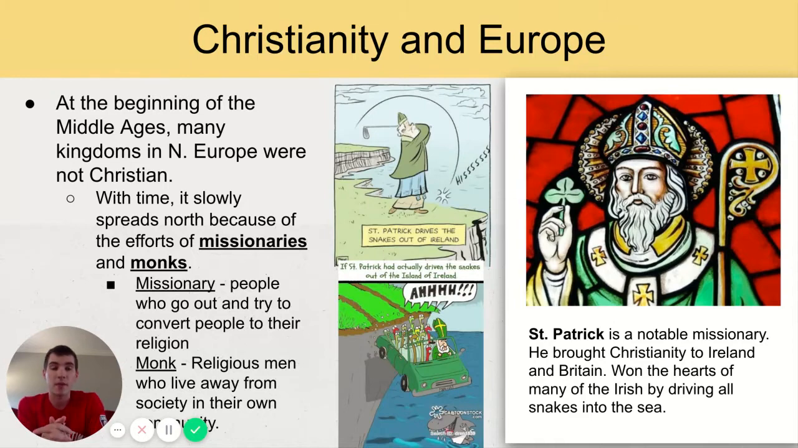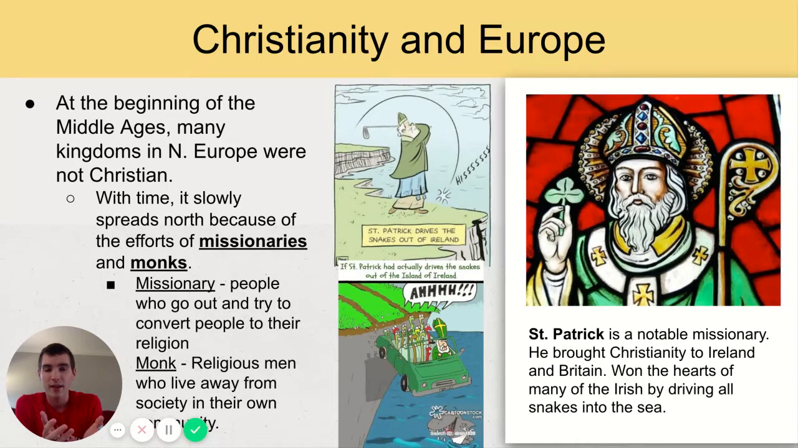One of the most famous is St. Patrick, which we actually get the term St. Patrick's Day from. And he was a notable missionary, having a lot to do with the island of Ireland. But anyways, he brought Christianity to Ireland and Britain. And you think about American heritage, we start thinking about Britain. And that's why we celebrate things like St. Patrick's Day, because he was the person who brought Christianity to that region. And one thing that made him popular, as lore goes, is that he won the hearts of the Irish by getting rid of all the snakes. So if you hate snakes, you probably love this guy.